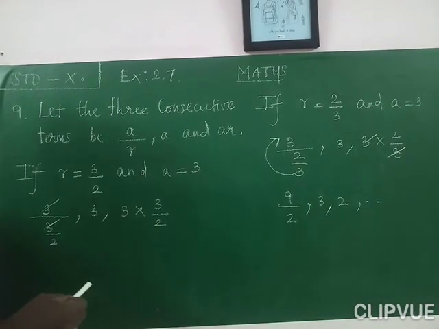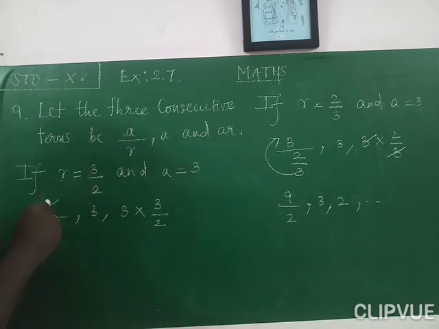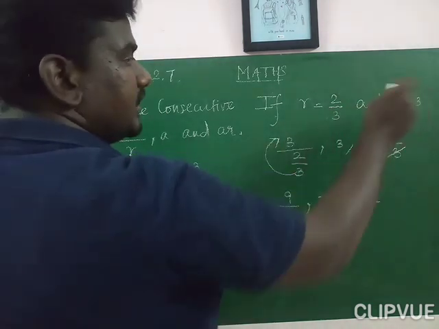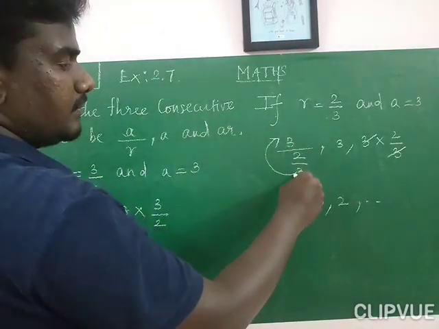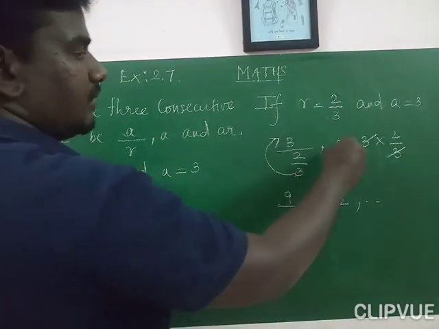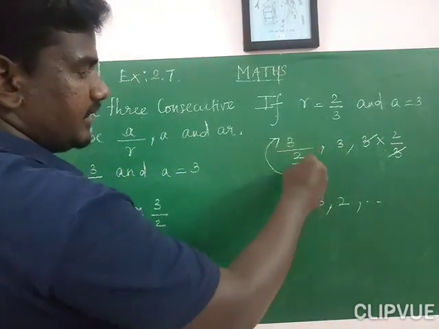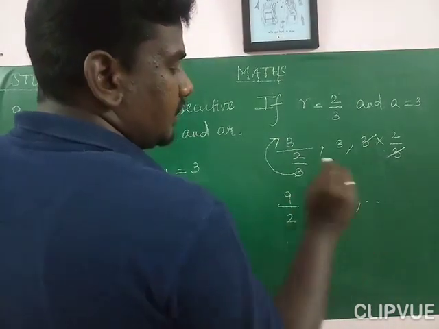The a value we found is a equal to 3. If r is equal to 3 by 2 and a equal to 3, we just assign the values of a and r here. So a value 3 divided by r value 3 by 2. This 3 will be cancelled, this 2 becomes the numerator. So 2, 3, 3 into 3 is 9 by 2. These are the three consecutive terms. If r is equal to 2 by 3 and a equal to 3, then 3 divided by 2 by 3, 3 into 3 by 2, this 3 will be cancelled, giving 9 by 2, 3, 2.